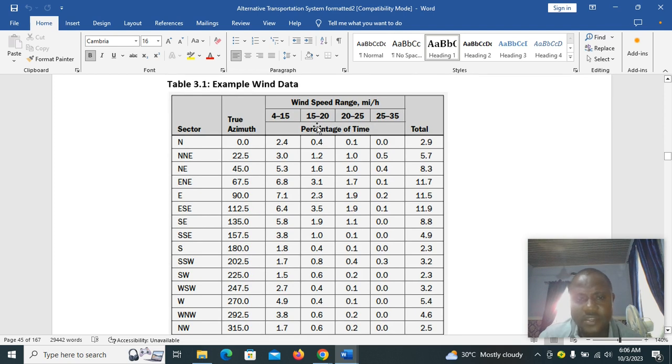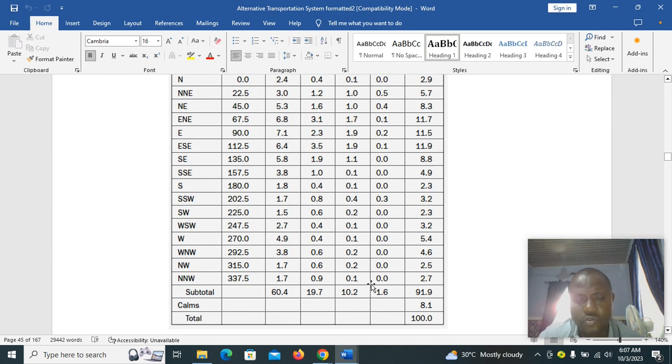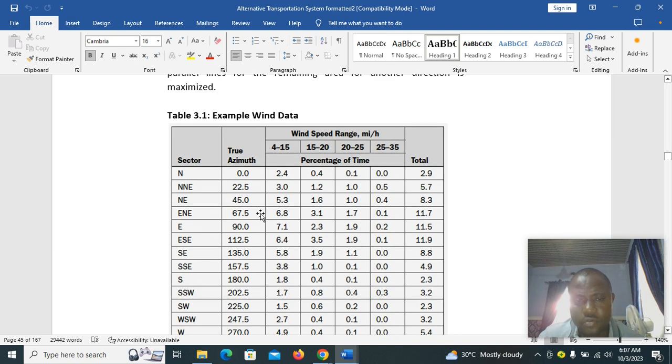Then you can see the percentage time at which they are blowing, the wind speed range in miles per hour. So this is the time they blow within the period of time, the year. You can see the percentage time and then the wind speed: 4 to 15, 15 to 20, 20 to 25, then 25 to 35. Then the percentage time this magnitude of winds are blowing. They are all given here.